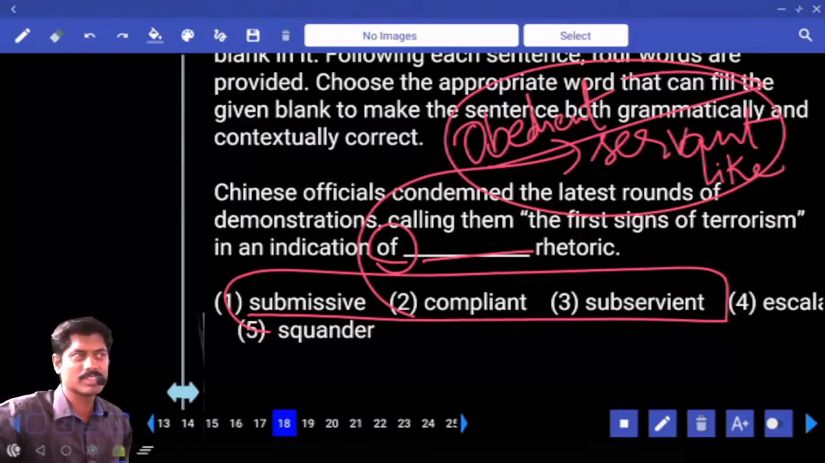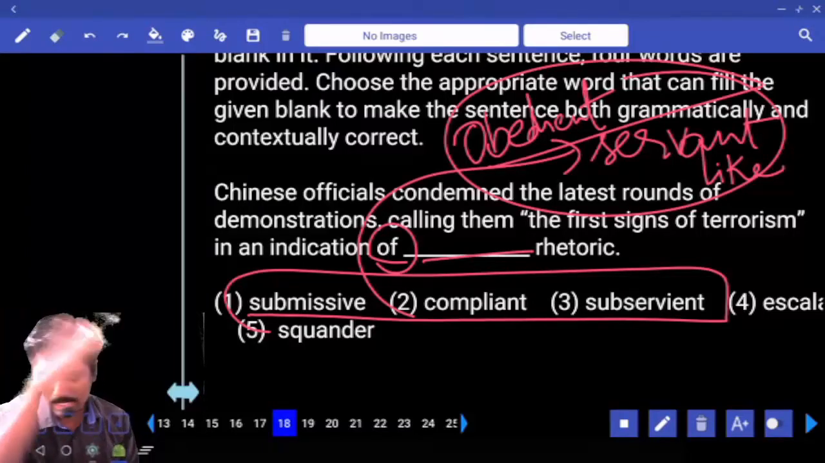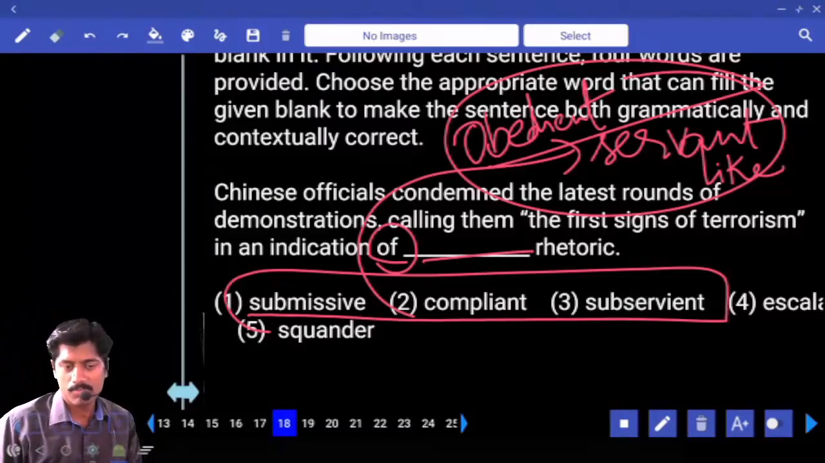What we thought, we have this karma philosophy. Our parents, grandparents must have done some bad deeds. That's why our karma is like this. So 1, 2, 3 are synonyms. So they cannot be the answer. Answer is 4 or 5.